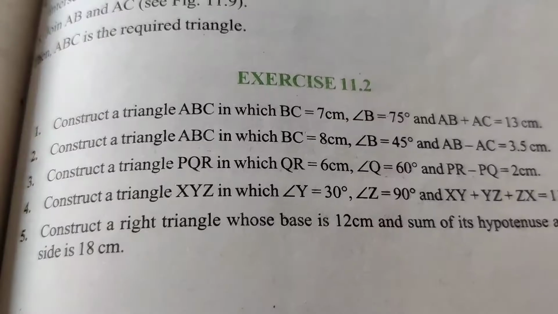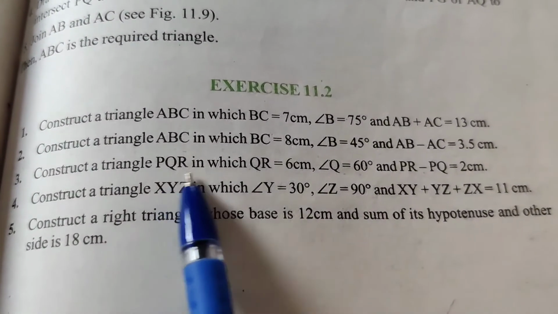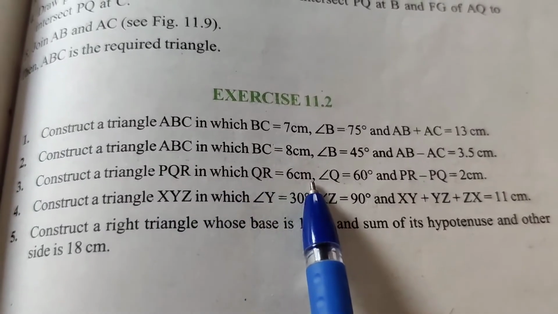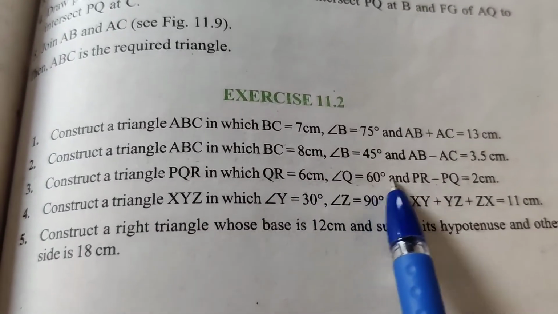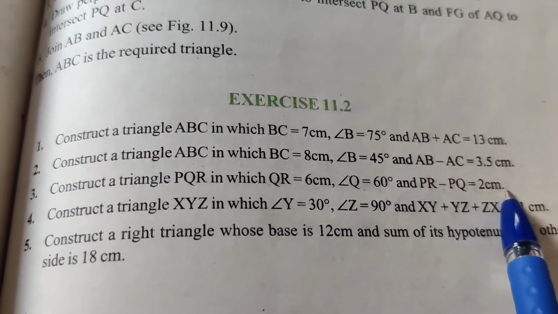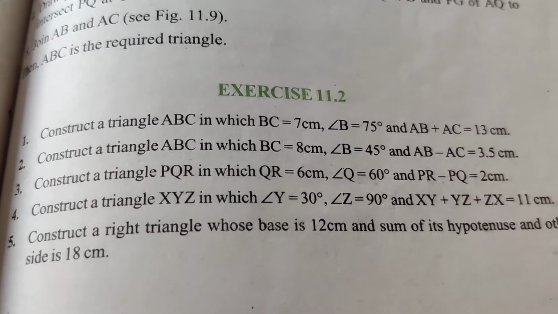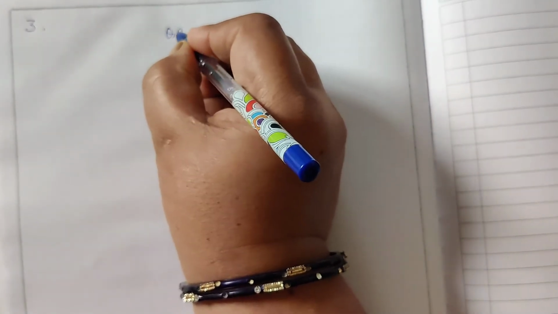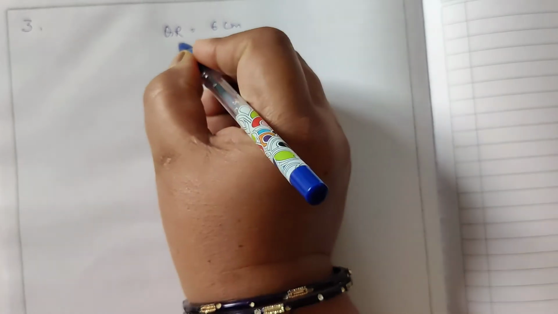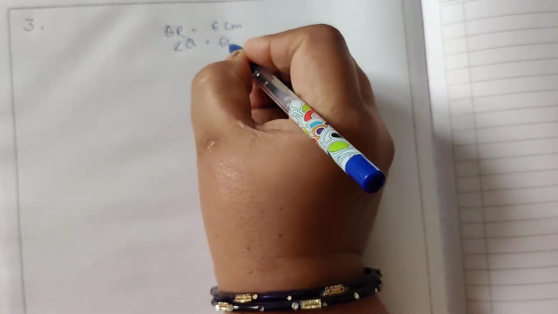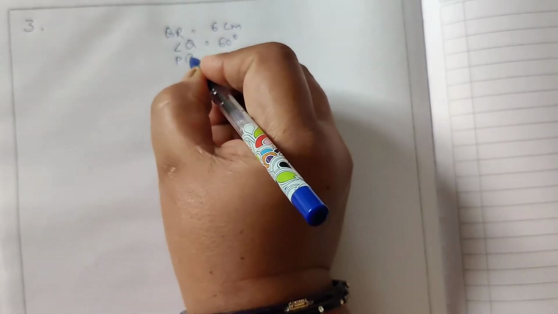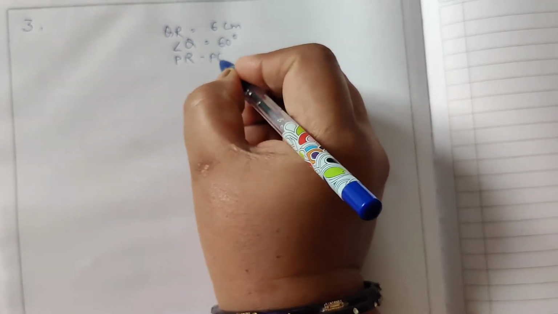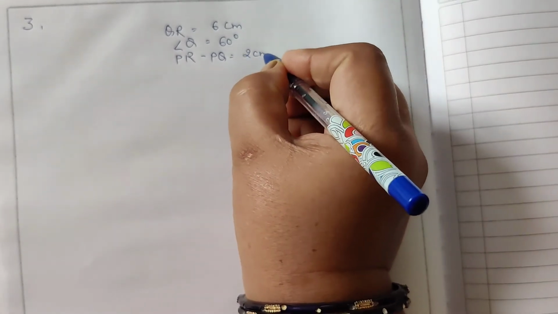Next. Question number 3. Construct a triangle PQR in which QR equal to 6 centimeter, angle Q equal to 60 degree and PR minus PQ equal to 2 centimeter.